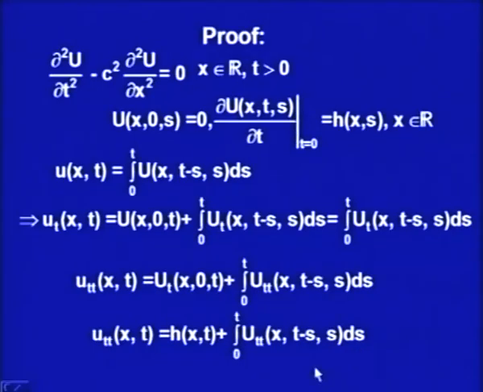Similarly, we can find the derivative with respect to x. Now, when we find the derivative with respect to x, this integral does have fixed limits, that is, the limits are not variable. Again using that formula for differentiation under the integral sign, twice, since U is twice differentiable, we get the second derivative of u(x, t) as the integral from 0 to t of the second partial derivative with respect to x of capital U, the function being of (x, t minus s, s), integrated with respect to s over the whole range 0 to t.